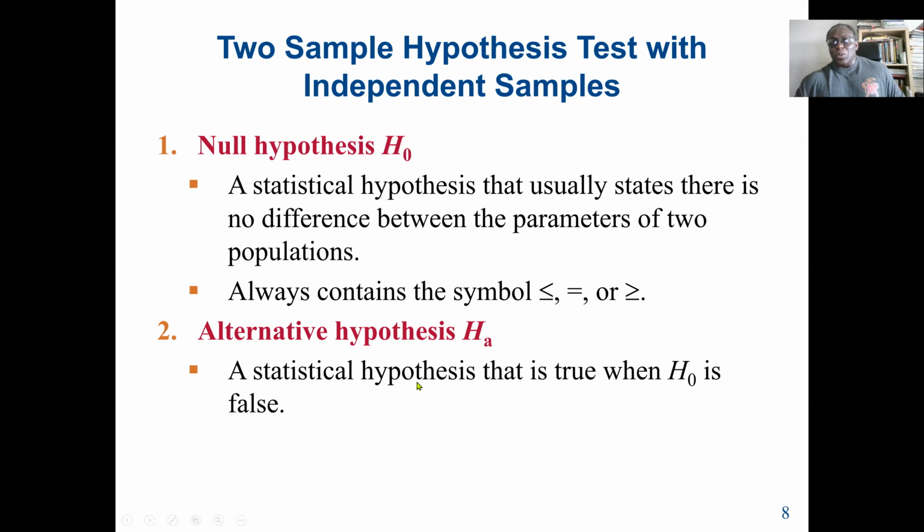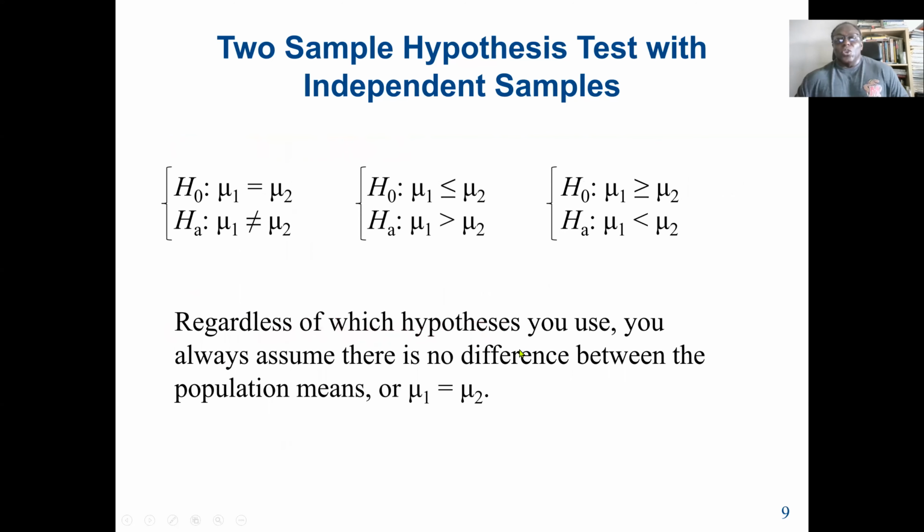Now, the alternative hypothesis will always go against H0. So it is a statistical hypothesis that is true when H0 is false. Then also it always contains greater than, not equal, or less than. If we have less than or equal, then it will be greater than. If it's equal, then not equal. If H0 is greater than or equal, then it will be less than. So these are the possible H0 and HA.